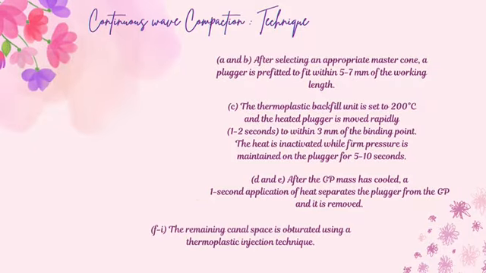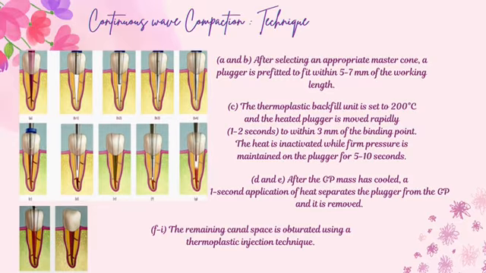Continuous wave compaction technique. After selecting an appropriate master cone, a plugger is pre-fitted to fit within 5 to 7 mm of working length. The thermoplastic backfill unit is set to 200 degrees Celsius and the heated plugger is moved rapidly, in 1 to 2 seconds, to within 3 mm of the binding point. The heat is inactivated while firm pressure is maintained on the plugger for 5 to 10 seconds. After the GP has cooled, a 1 second application of heat separates the plugger from the GP and it is removed. The remaining canal space is obturated using the thermoplastic injection technique.